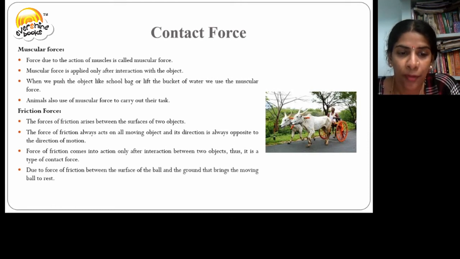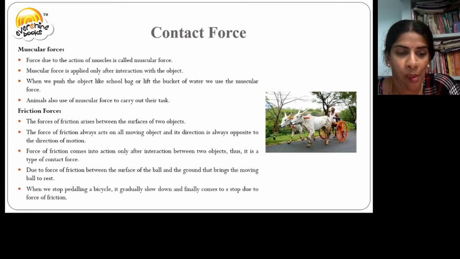It is due to the force of friction between the surface of the ball and the ground that a moving ball is brought to rest. When we stop pedaling a bicycle, it gradually slows down and finally comes to a stop due to the force of friction.